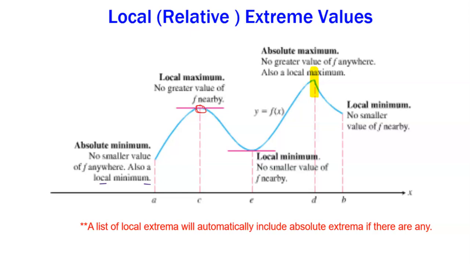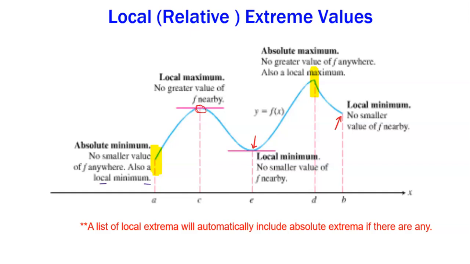Same thing happens with minimums. So we have the absolute minimum over here because that's the lowest point on the whole graph. But we have two local minimums. The first one happens right here where you have the bottom of a valley sort of. And we have another one right here at this endpoint because it's lower than everything else nearby it. It's just not the lowest point on the graph.